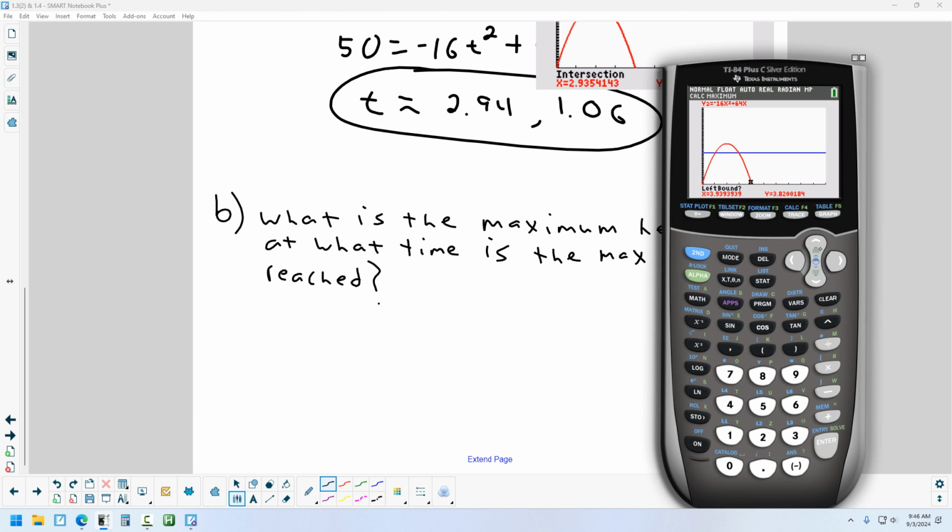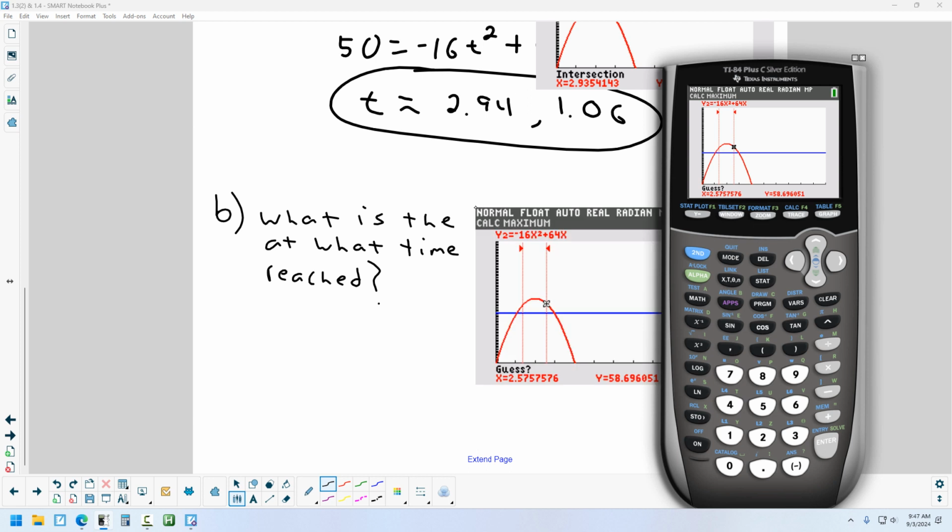Now, like doing an intersect, when you calculate a maximum, it's going to ask you 3 questions. The first thing it says is left bound. That means they want you to take the cursor and put it somewhere that you know is definitely to the left of the maximum. So we're going to give the calculator kind of an interval to look at. So put it to the left of the maximum, hit enter. It now puts a dotted line on the screen and it says, okay, I'm going to look between here and here. Move the cursor to the right of the maximum. And then hit enter.